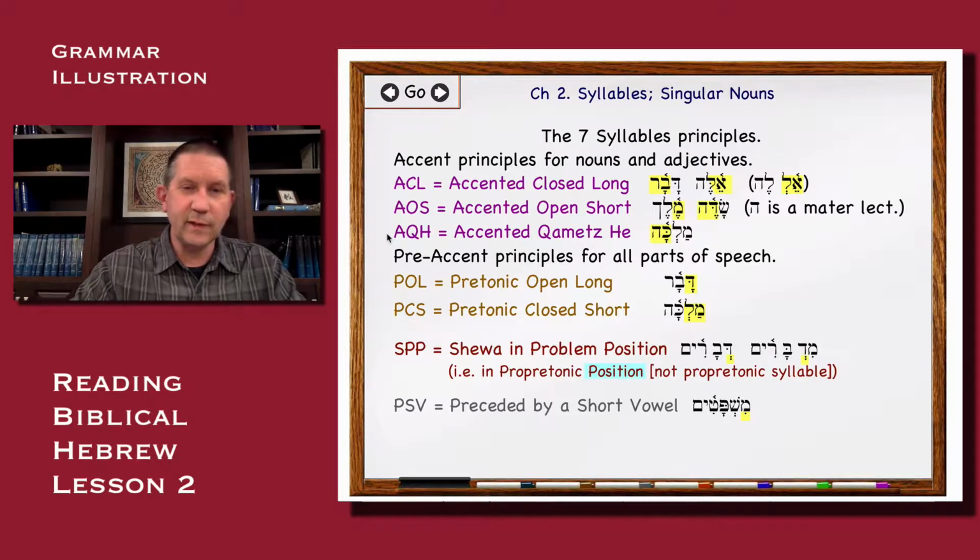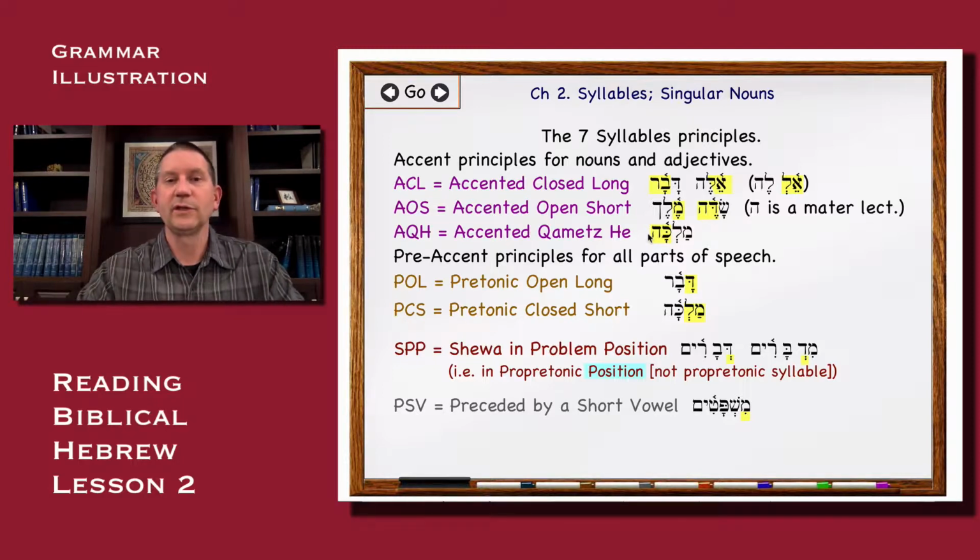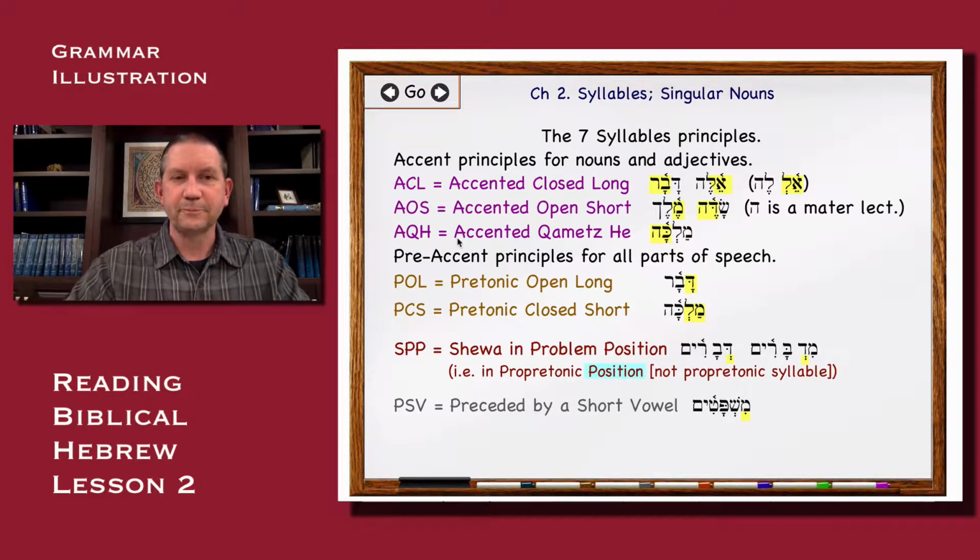The third really common way of having the accented syllable is to have it be on a kametz hey, as in malka. Kametz hey really is the primary feminine singular noun ending. So it is a long a, but the hey is not closing the syllable. It's a mater lectionis as well. So it's open and long, but the only accented open and long thing you can have is an open, long kametz hey. So it just gets its own rule, AQH.